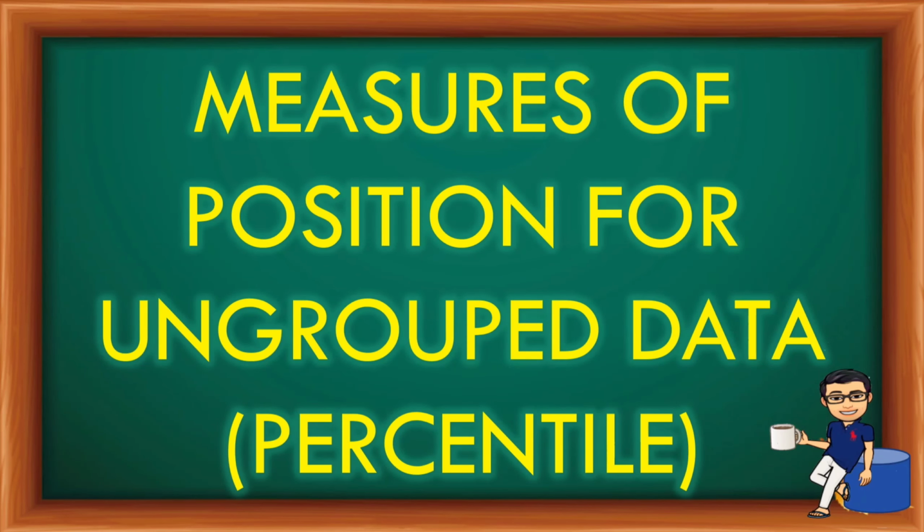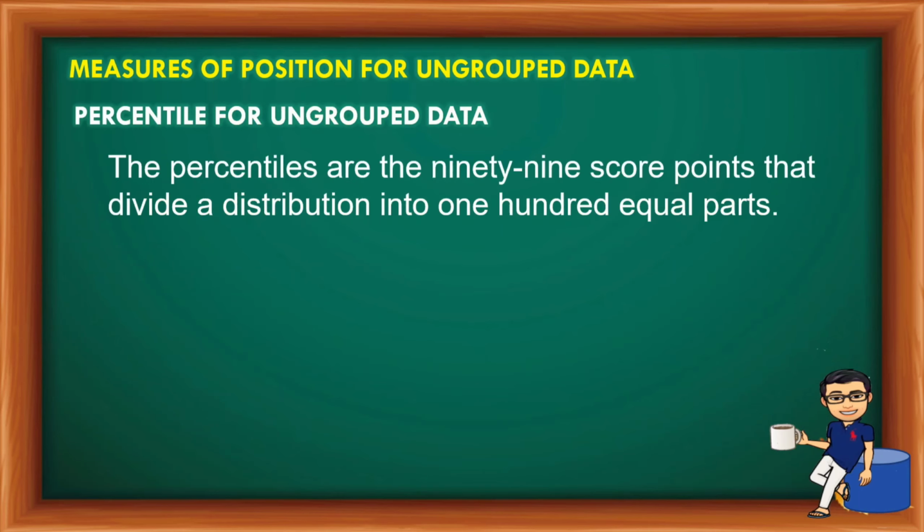Our topic is measures of position for ungrouped data, more especially percentile. Previously, we worked on quartile and decile. And this time, alamin natin kung ano itong percentile. The percentiles are the 99 score points that divide a distribution into 100 equal parts.